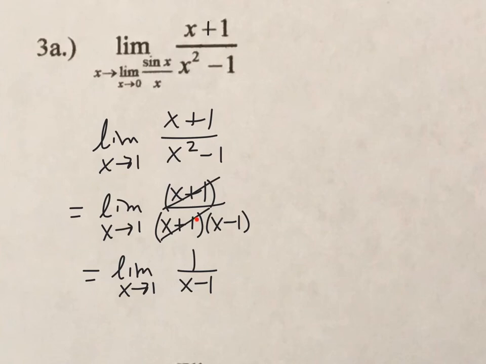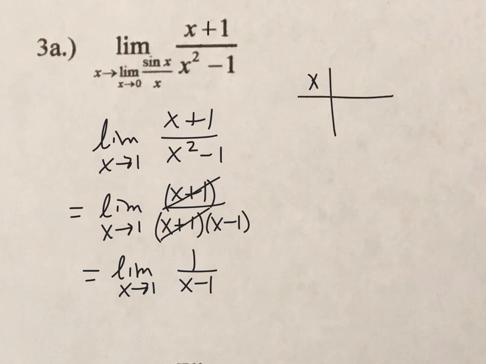But that's not what we're interested in. We're not interested in what this graph is doing as x approaches negative 1. We're interested in what this graph is doing as x approaches positive 1. So let's do a little analysis. Let's make a chart, and let's choose x values on either side of 1.